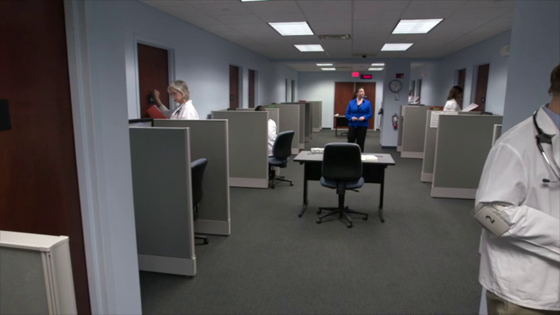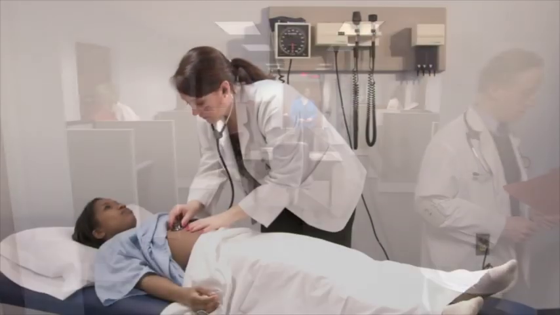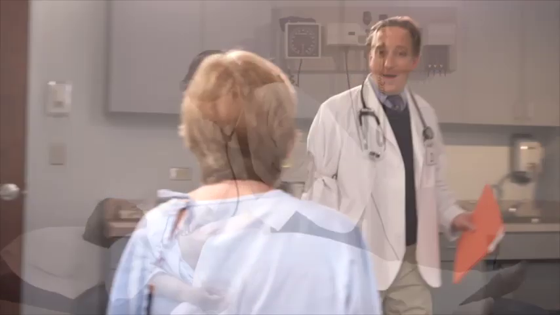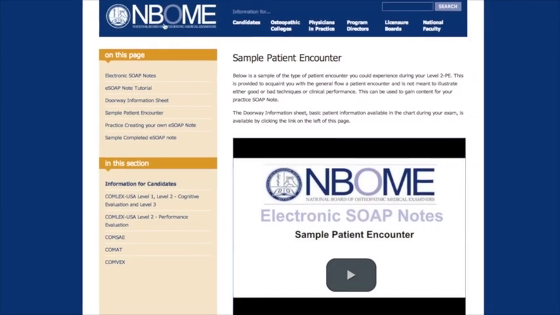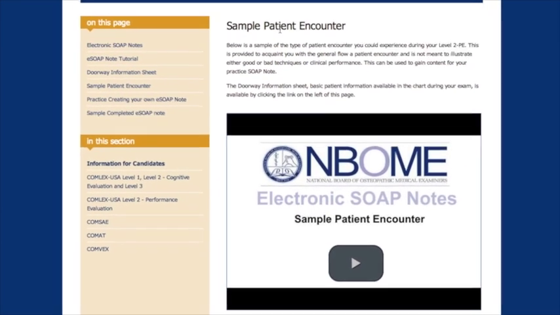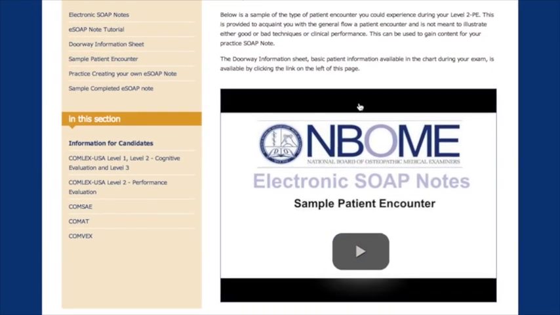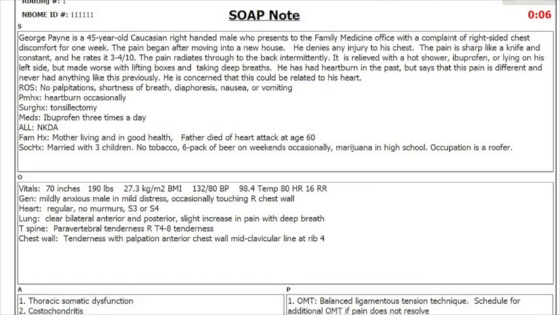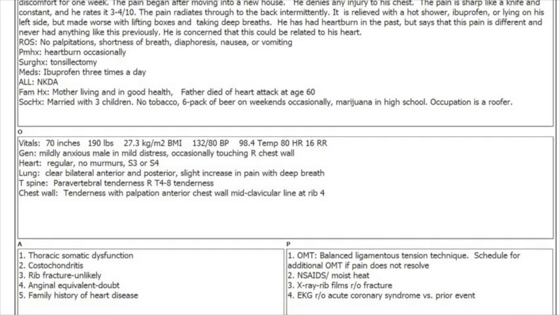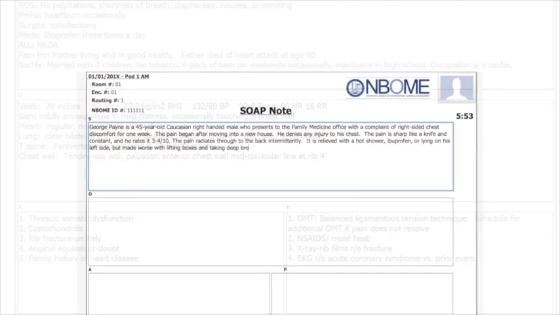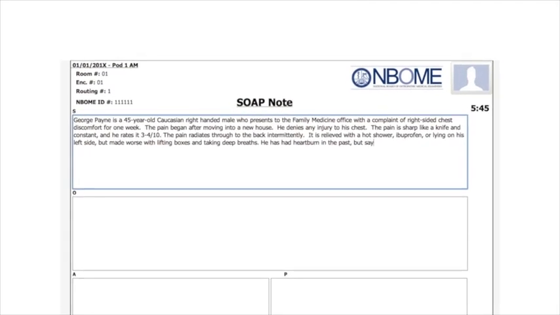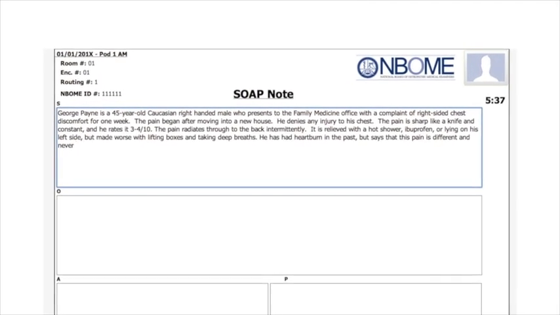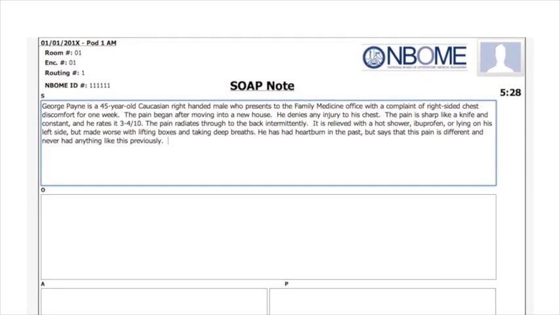NBOME has invested a significant amount of time, care, and resources in assuring you a safe, secure, and valid examination. An online tutorial for the eSOAP note is available on the NBOME website and includes the options to watch a sample encounter and view an example of a completed eSOAP note. As part of this module, you can also practice typing an eSOAP note just as you would during your examination.